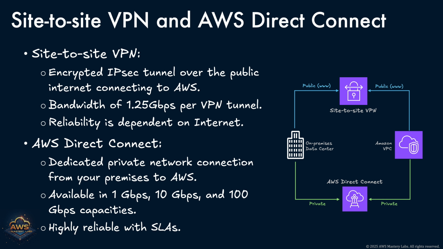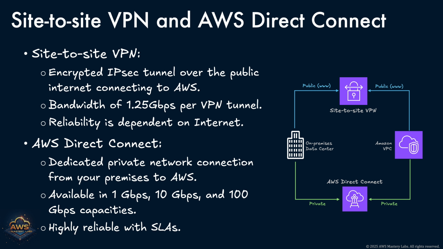Direct Connect also supports integration with AWS Transit Gateway, enabling large-scale multi-VPC environments across accounts and regions. It requires more lead time to provision, as it involves coordination with AWS and a network provider, but offers enterprise-grade reliability and SLAs. While site-to-site VPN is cost-effective and fast to set up, Direct Connect is better suited for long-term, performance-sensitive use cases. In many enterprise architectures, both are used together.